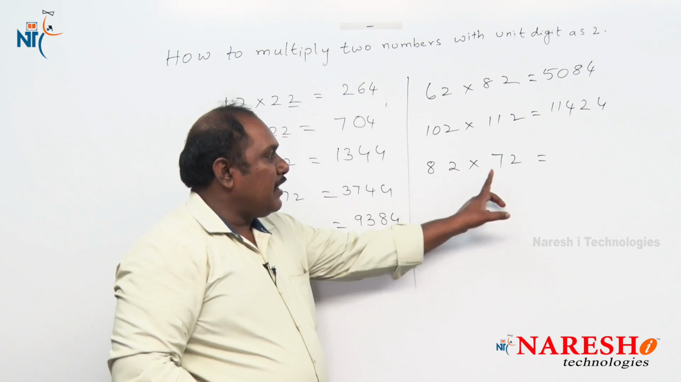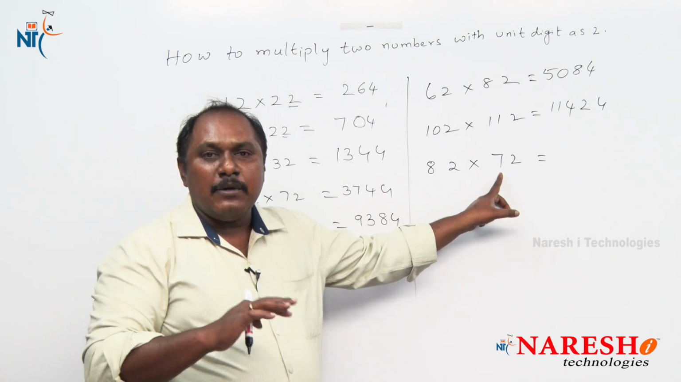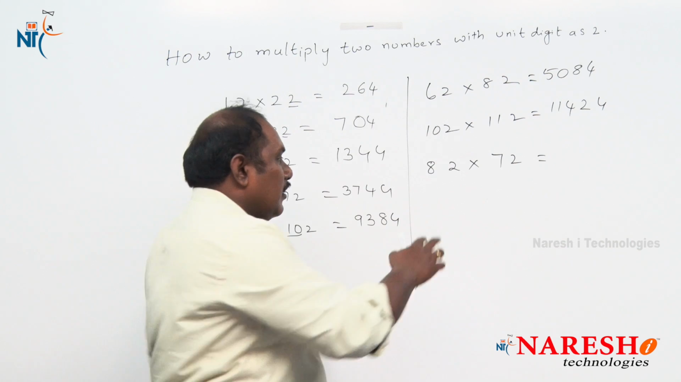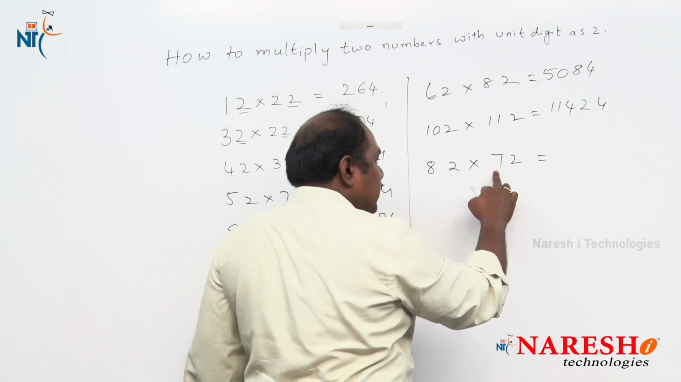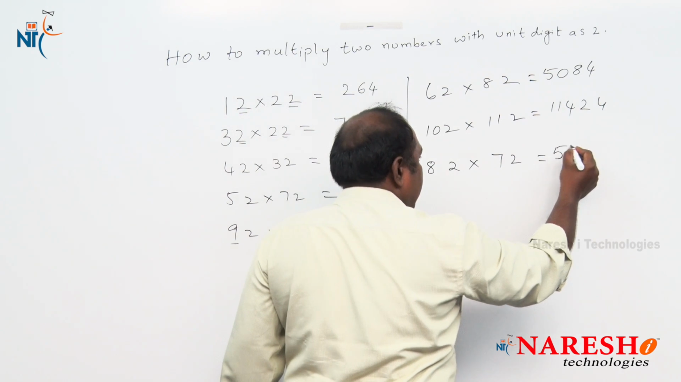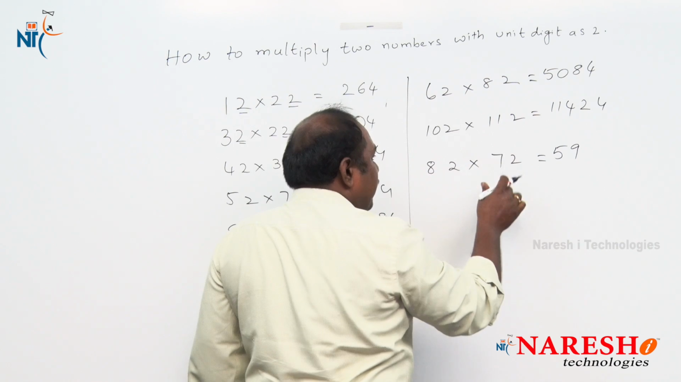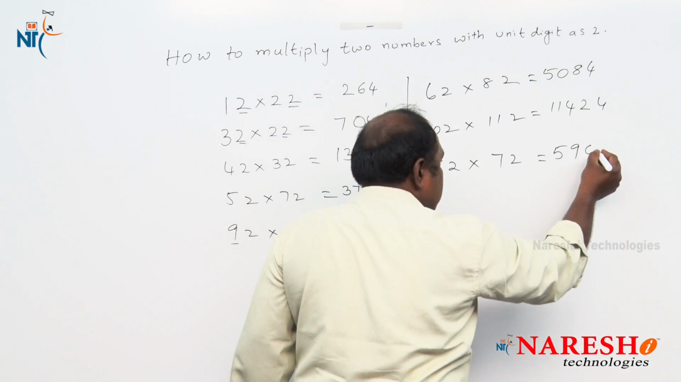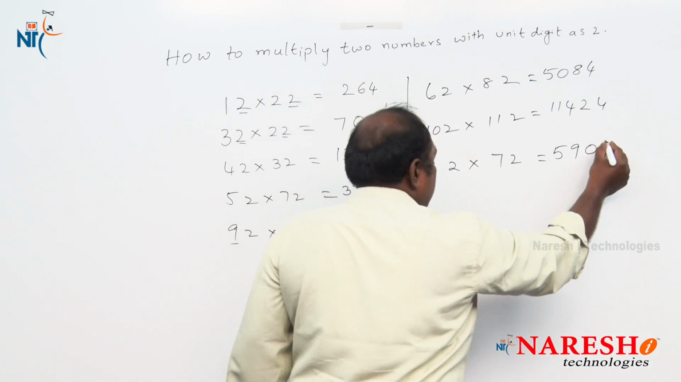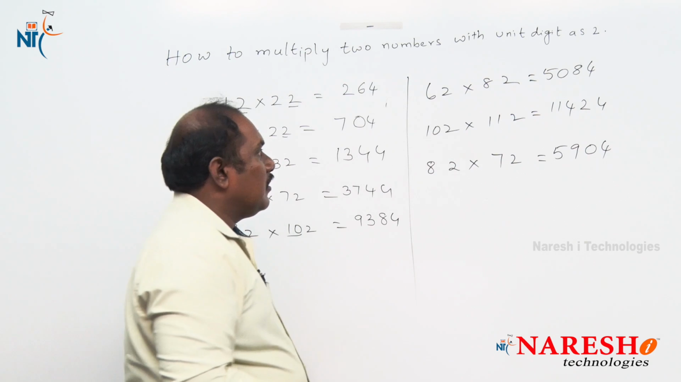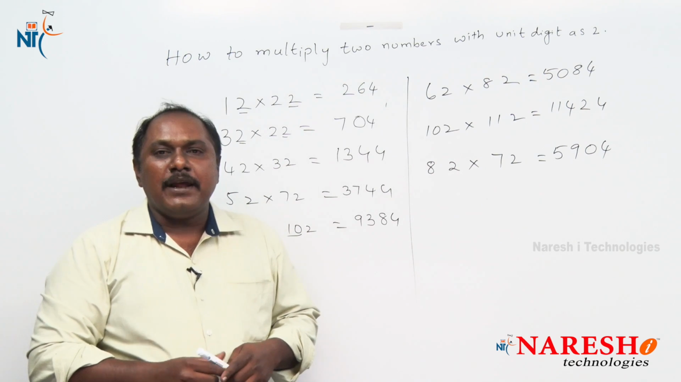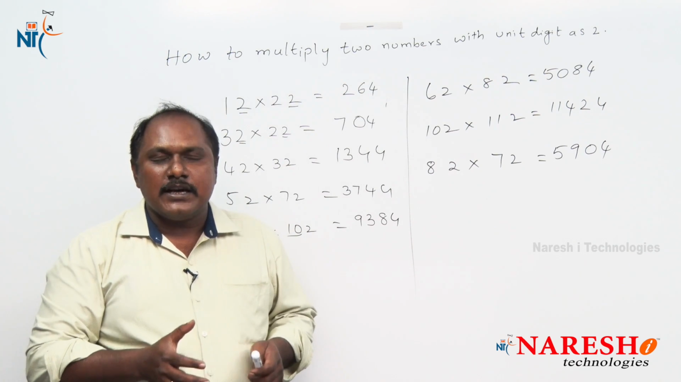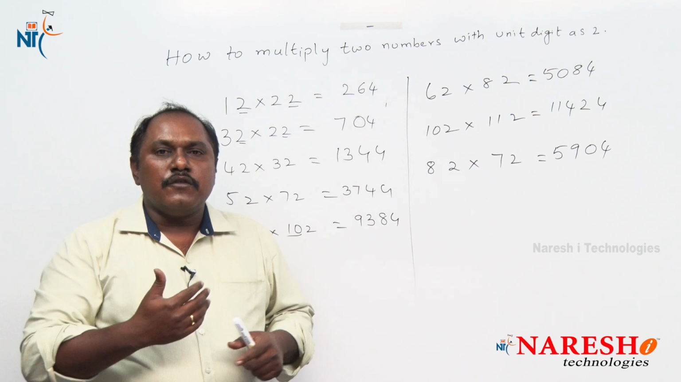Coming here, 8 plus 7 is 15 and when I double it, there should be a carry of 3. Now 8 into 7, 56 plus 3, 59 and 15 if I double it, the unit digit is 0, 2 into 2, 4. So this is a method to multiply two numbers with unit digit as 2. Now let's go for the next shortcut.